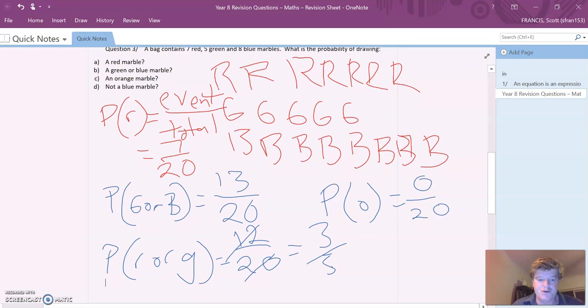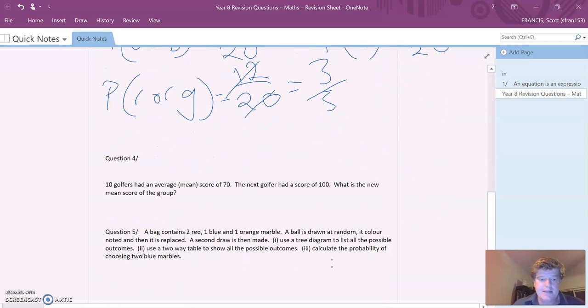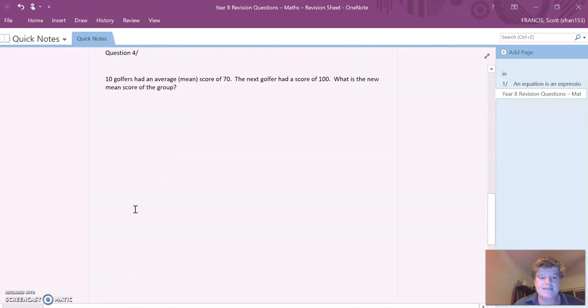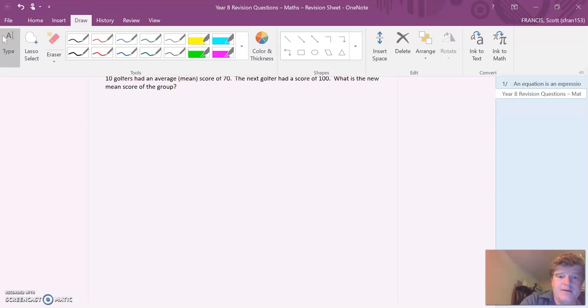Let's move on to question 4. This is an interesting one about some golfers. So 10 golfers had an average mean score of 70. Then the next golfer comes, the 11th golfer has a score of 100. And we're asked, what's the mean going to be overall? So let's think about how we calculate the mean of a group.